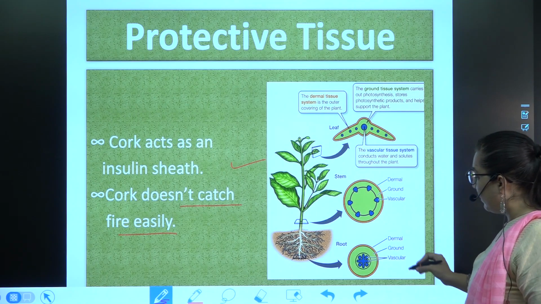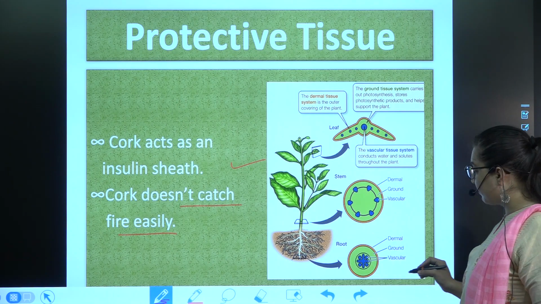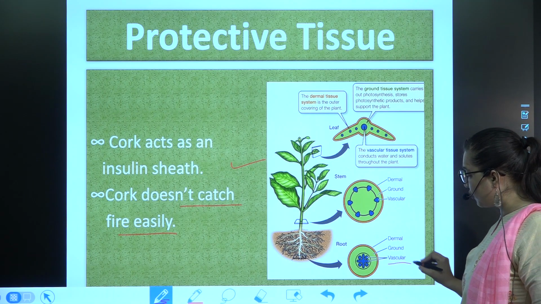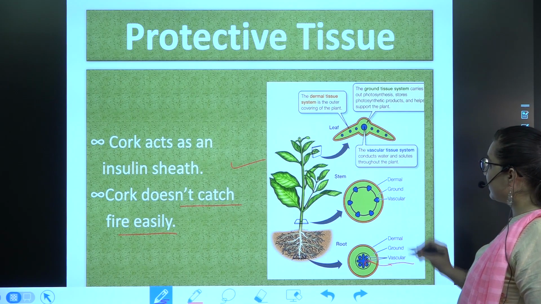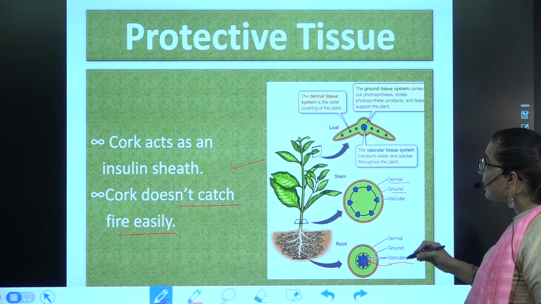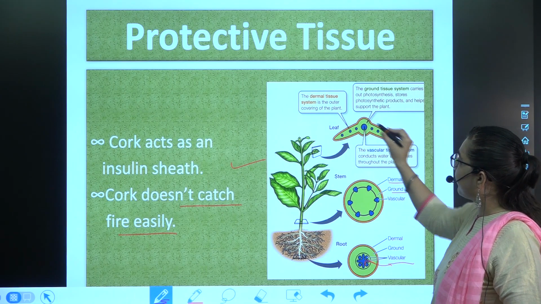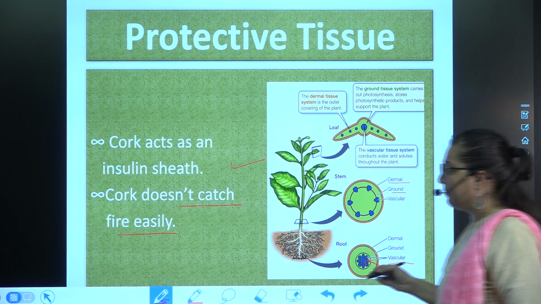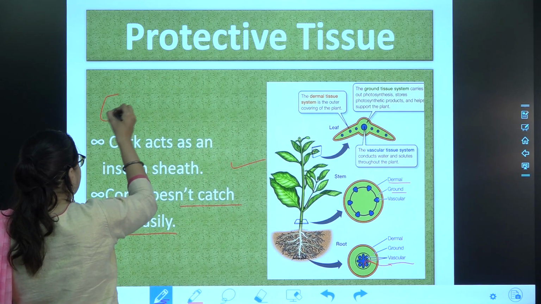This is where the particular tissue is located. The vascular tissues, that is the xylem and phloem, are located over here inside. Outside is the dermal and here is the ground tissue. Coming to the dermal, that means this epidermal part. The meaning of the word epidermal is the outer layer, skin, you can say.